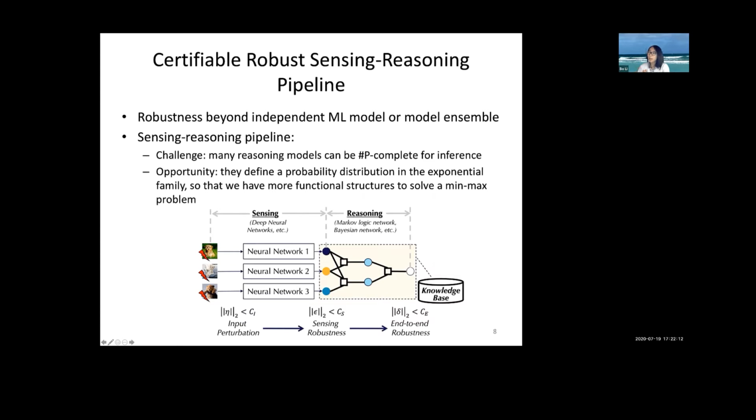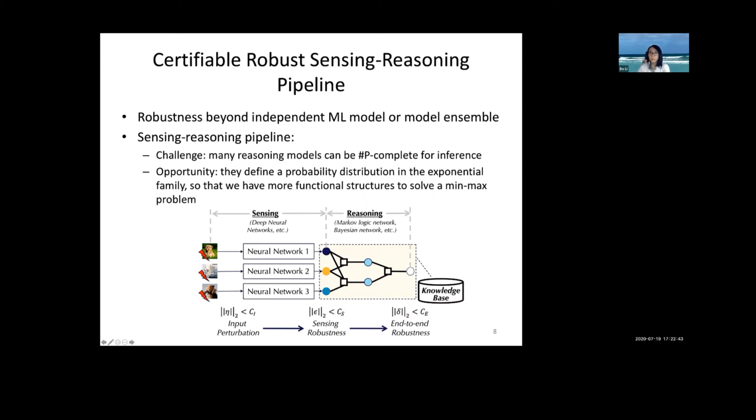And then after passing through this sensing pipeline, we have some uncertainty at the output of the sensing component, which is a CS here. This uncertainty will again be passed to the reasoning component, and then we will eventually get the final uncertainty, which is a CE here. Our goal is to bound the CE given the knowledge of eta, so that we can bound the end-to-end robustness. We will give the formal definition in the next slides.